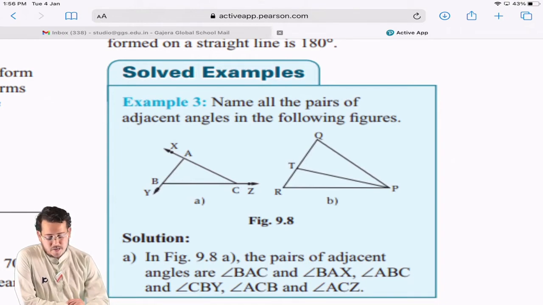So if I want to find out the adjacent angles of these two figures, I can easily find out angle ABC is adjacent to angle ACB. Means B and C are adjacent. In the same way, B and A are also adjacent. A and C is also adjacent to each other.